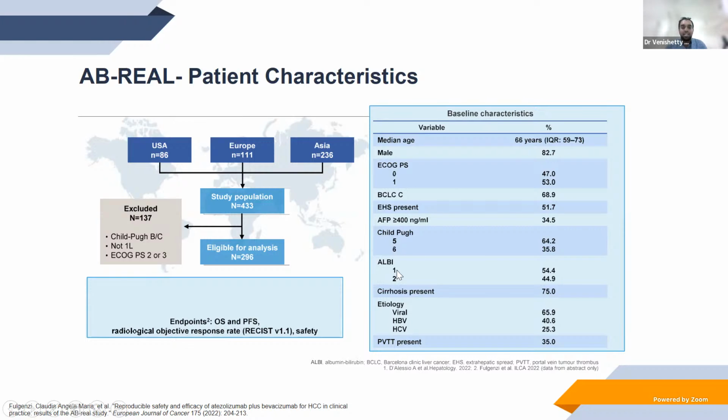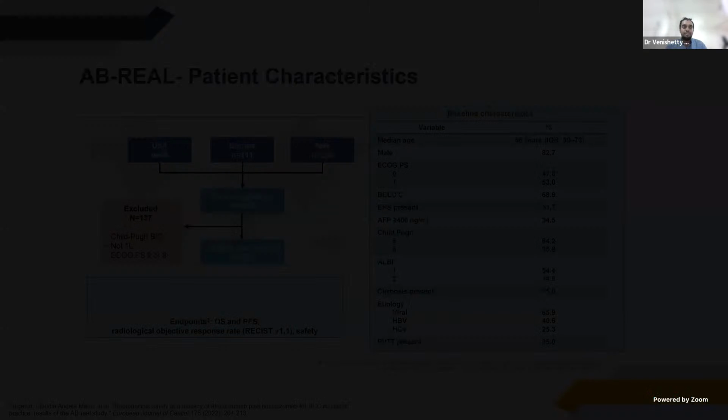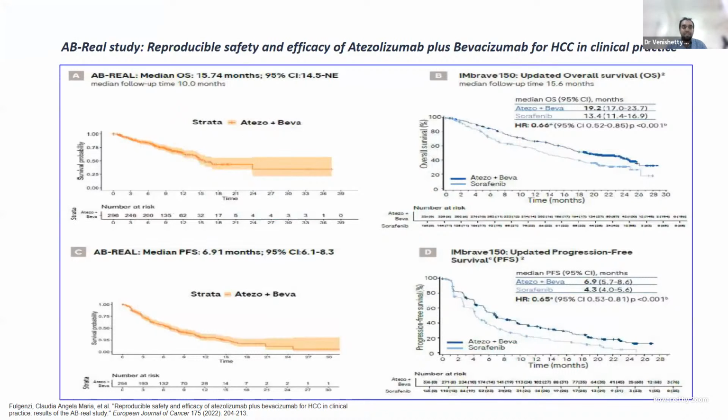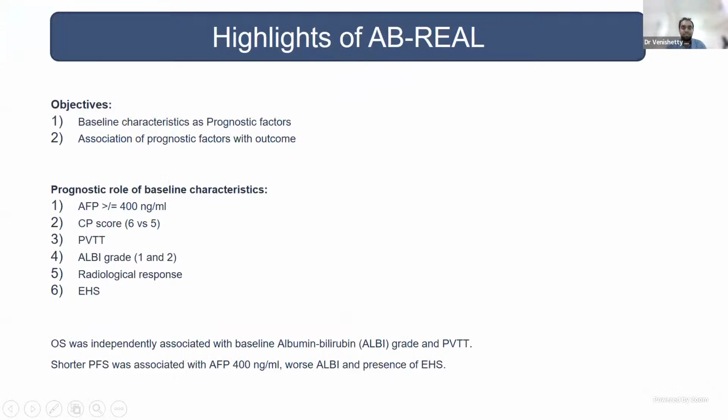But here they have taken into consideration one more score, the ALBI score, where the majority of patients are in ALBI 1 and the other patients are in ALBI 2. ALBI 3, no patients are there. Similar to IMbrave150, the AB-real study also showed a significant median overall survival of more than 15 months, and the progression-free survival was similar to the IMbrave150 study, at 6.9 months. So what were the highlights of the AB-real study?